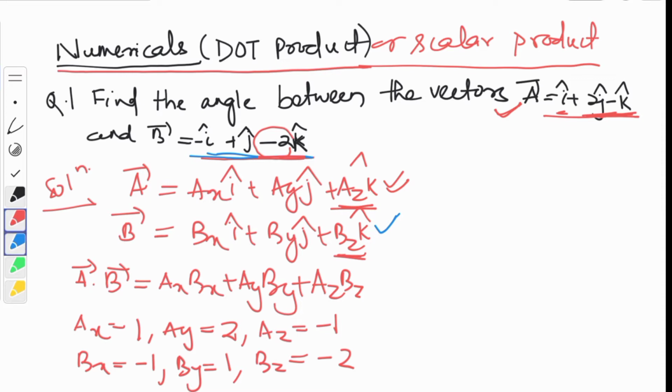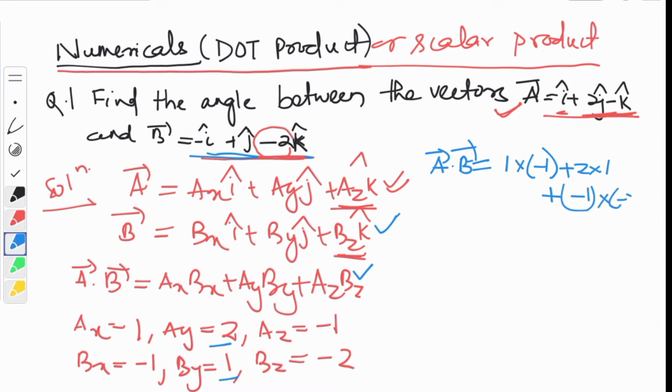Now we'll find out what is our a dot b. So a dot b, we'll apply this formula. Just multiply ax bx, so 1 into minus 1, plus ay by, so ay is 2, by is 1, so we'll write over here 2 into 1, plus az bz, minus 1 into minus 2. Okay children, so you will get minus 1 plus 2 plus 2 is equal to 3.